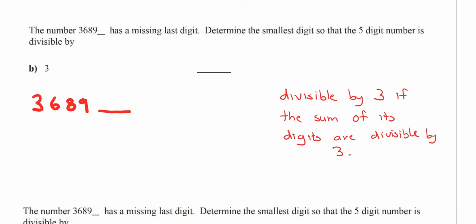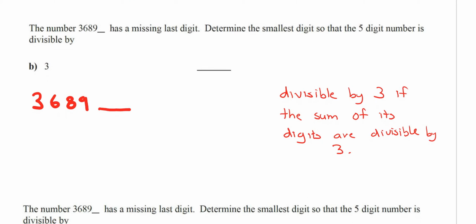Okay, so same problem. Now the number has to be divisible by 3, and the number has to be as small as possible. Okay, so the rule is if you want to figure out if a number is divisible by 3, the sum of its digits must be divisible by 3. So when we say sum, it means we need to add.